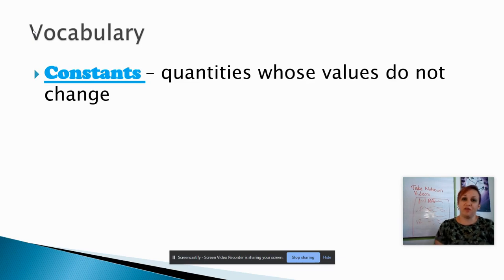Our first vocabulary word is constant. A constant is a quantity whose value does not change. That's basically just a number. So for instance, an example of a constant would be the number 5. The number 5 is always the number 5. It's always referring to the same amount of stuff, 5 things. So it is constant. Don't forget, if you need to pause the video and write this down on your paper, feel free to pause and then restart when you're ready.